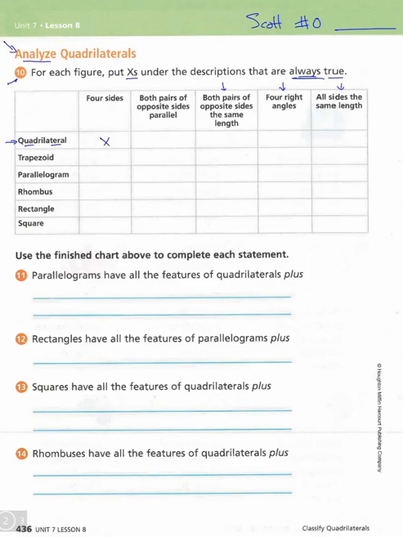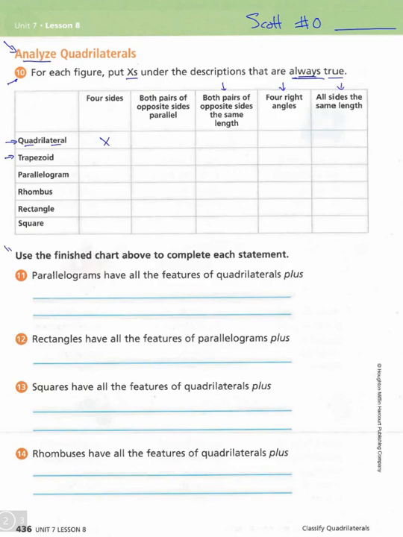So that's the process here. You're going to go through and do the same thing for trapezoids and parallelograms and rhombuses and rectangles and squares. Fill in all that. So pause the video, fill in all that, and then when you're ready to go, let's look at this next section.